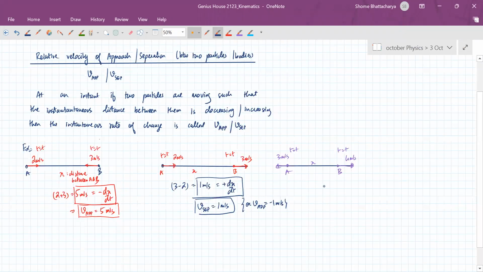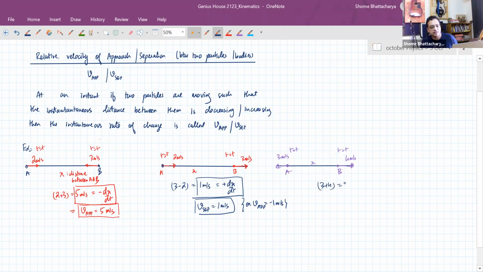Yeah. So here also you can see that 3 plus 4 is acting in such a way that 7 meters per second is the instantaneous rate of increase of x with respect to time. So they have a separation velocity of 7 meters per second. Okay. So this is the very simple case of approach and separation velocity. And like the case that Janvi you were talking about just now, if both of them are moving in the same direction with the same speed, like if this was 3 instead of 2 in the middle example for A, then the approach or separation velocity would become 0. So that is of course a special case.